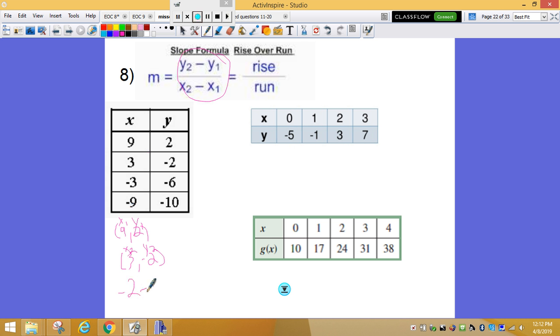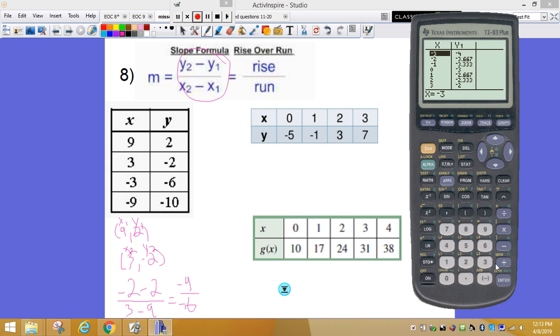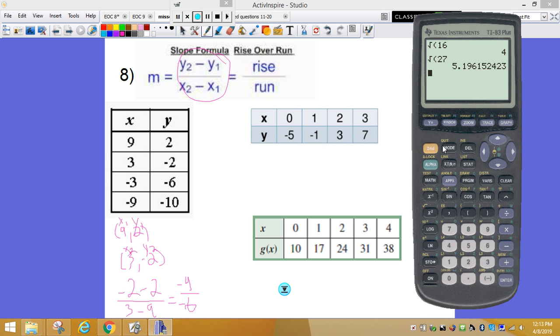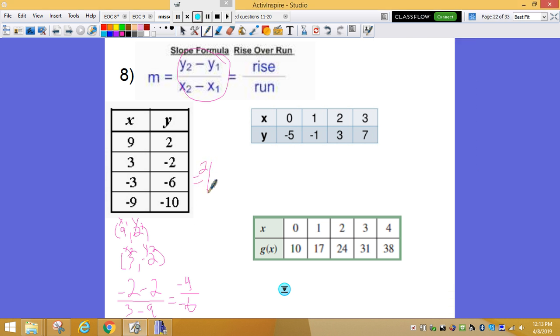So I got -2 minus 2. I did y2 minus y1 right there. That's on top. On bottom, x2 is 3 minus x1 is 9. Do your top. -2 minus 2 is -4. On bottom, 3 minus 9 is -6. So from here, you should type that in. You should do -4 divided by -6. We don't want decimals, so we're going to hit math, enter, enter. We're going to get 2/3. So the slope of this first one was 2/3.